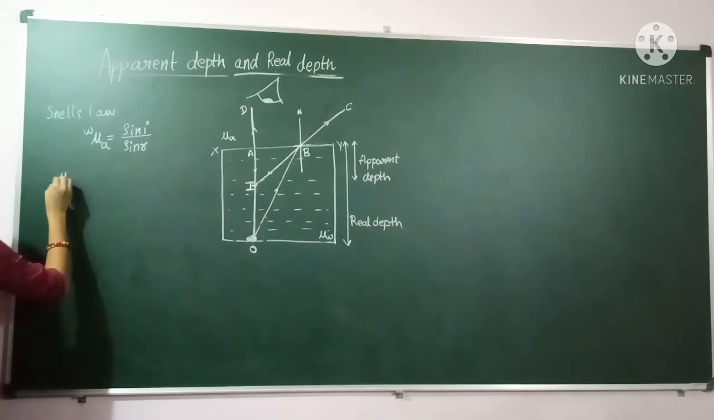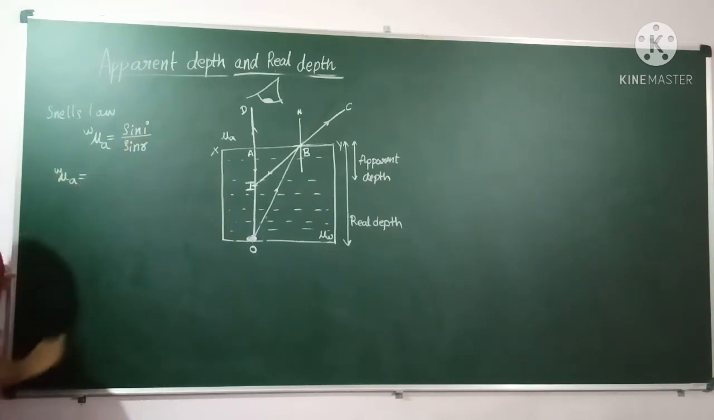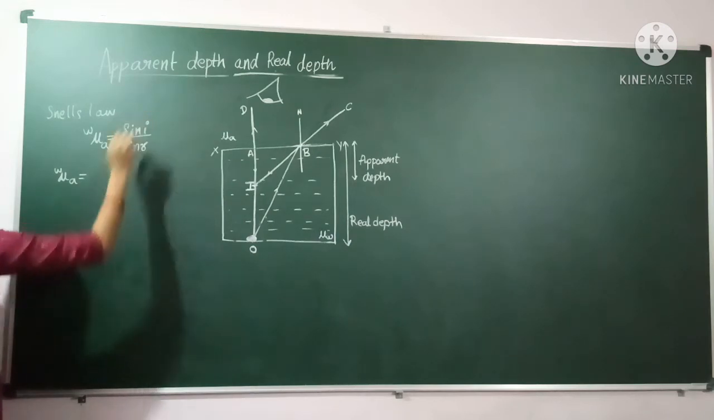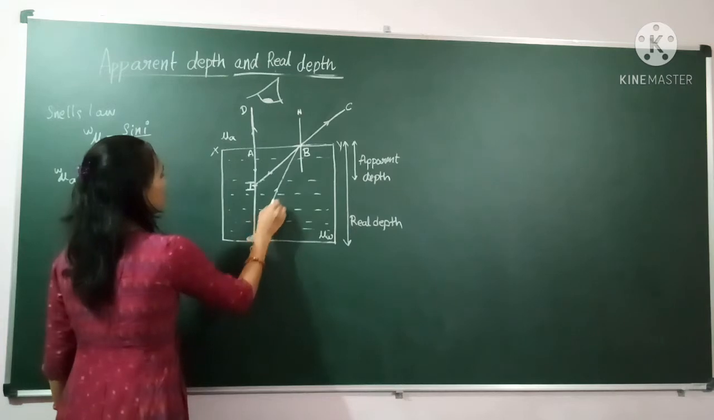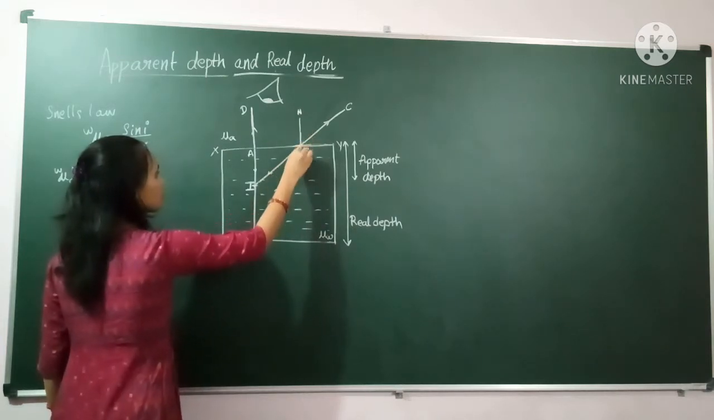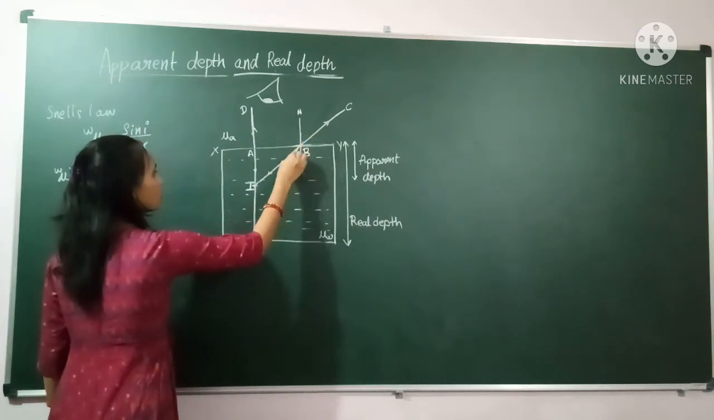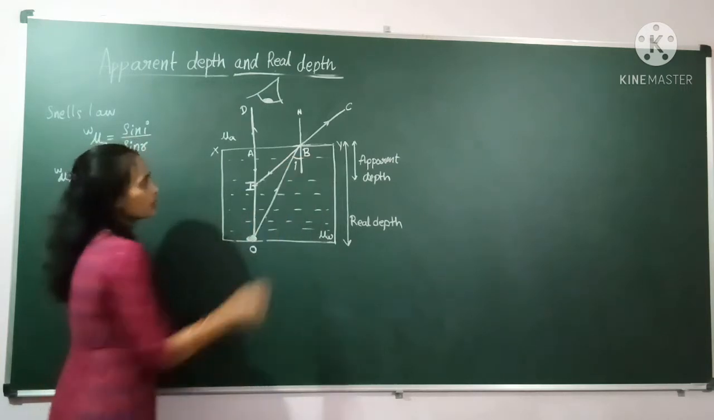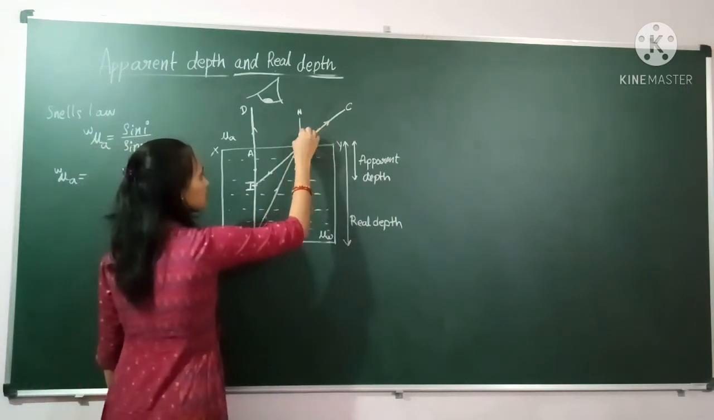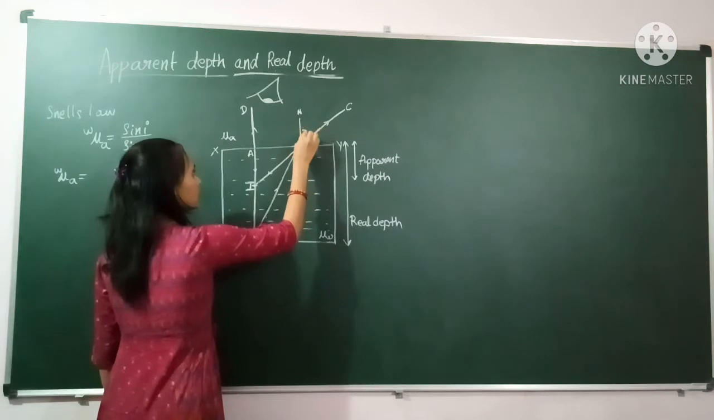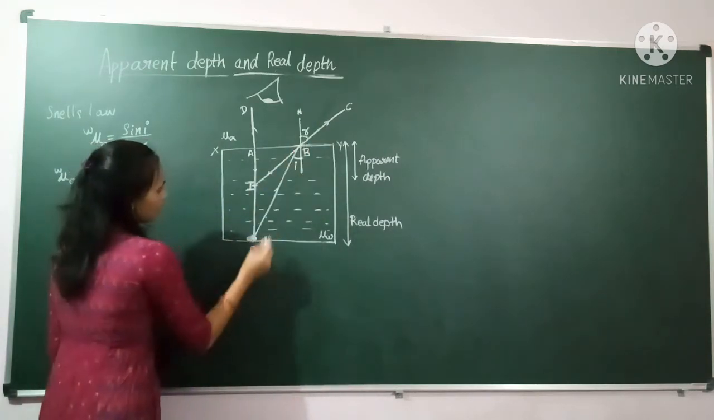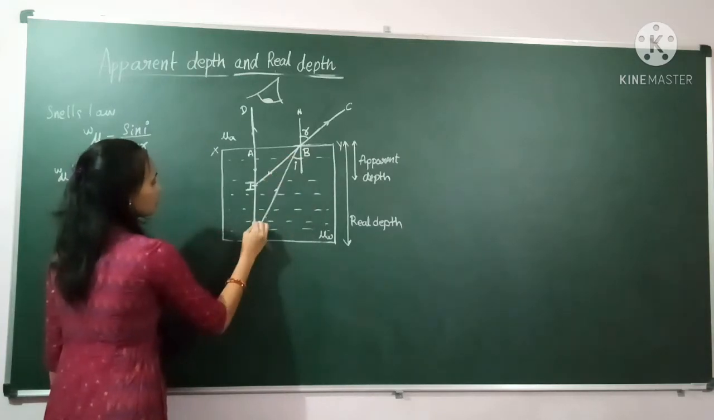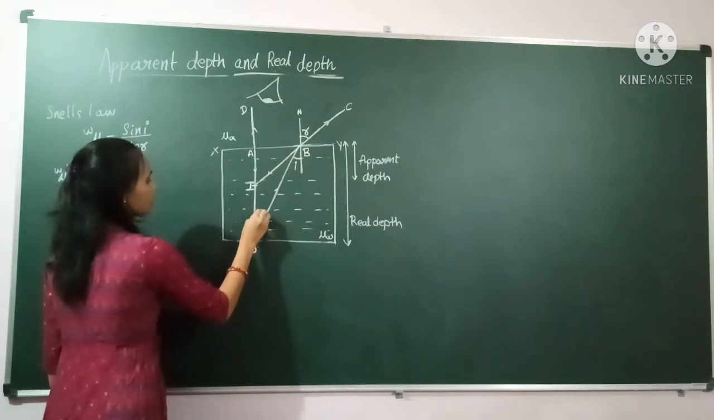Next, the refractive index of air with respect to water is equal to sin i. Now we want to calculate this sin i value. How will we calculate it? See here, this is our incident ray and this is our normal, so this angle is the angle of incidence. This is our refracted ray, this is the normal, so this angle is the angle of refraction. Now see these lines, this angle and this angle will be equal, so we will write it as i.